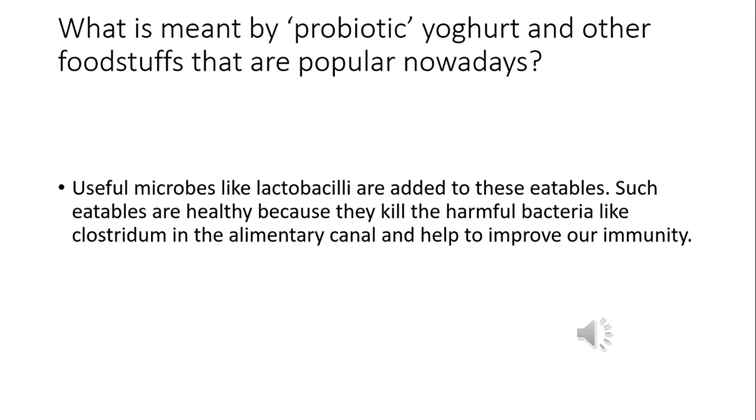Now look at this question. What is meant by probiotic yogurt and other foodstuff that are popular nowadays? Useful microorganisms like lactobacilli are added to the eatables, and these eatables become healthy so that they kill harmful bacteria in our gut like Clostridium, and they increase the useful bacteria and improve our gut immunity.